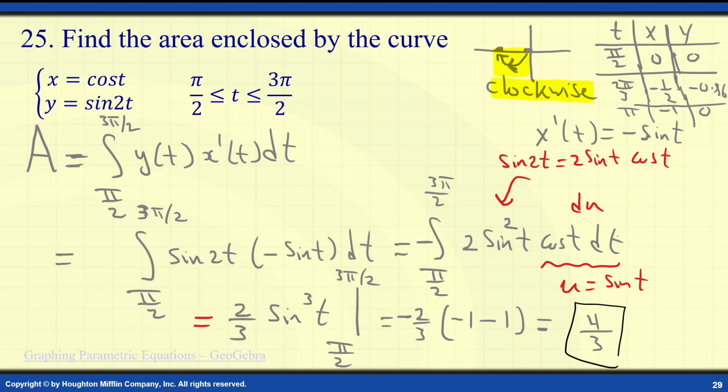Okay, that's all for section 9.2. Next time we'll be dealing with even more graphing in section 9.4.